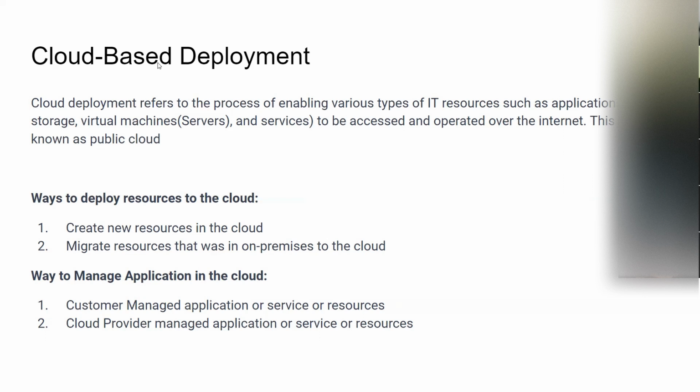So when we are using public cloud, which is also referred to as cloud computing, there are multiple ways of deploying resources to the cloud. You can either create new resources in the cloud, maybe just go to the cloud and create the resources there, or you can migrate the resources that you currently have on-prem. You migrate them to the cloud. And this is very, very common out there. That is why, as a solution architect, this is your number one priority: how to migrate resources to the cloud.